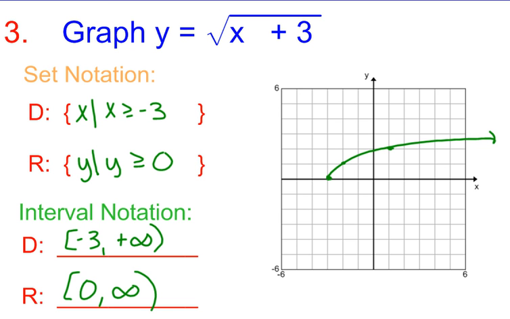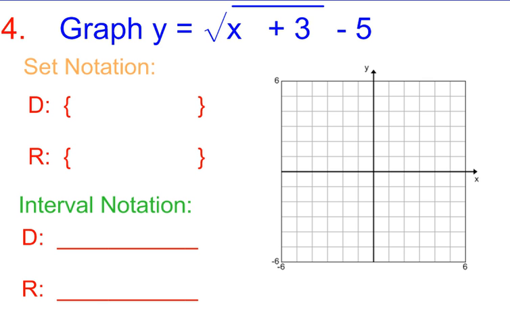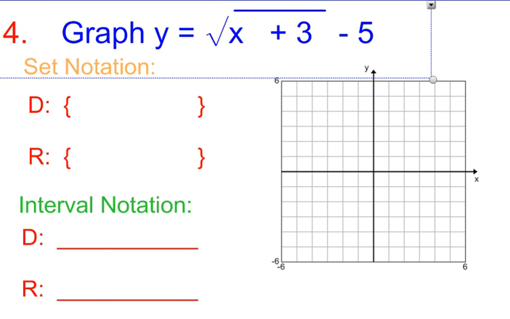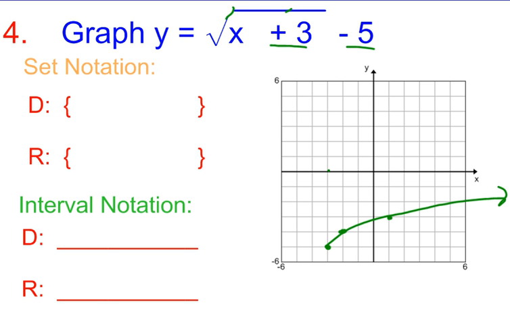And then number 4, when you look at this one, hopefully you see that you would move, because the 3 is under the square root, that would move your graph left 3, but then it's -5, so left 3 down 5 is how it moves. So this is where you start your graph. This one's positive, so it goes up as well. So here were some points you could plot, and your graph should have looked like this.